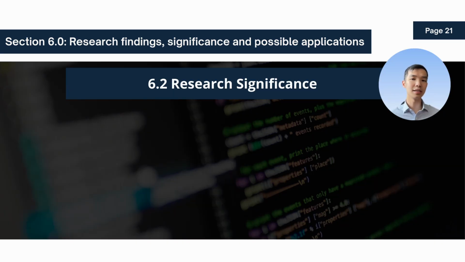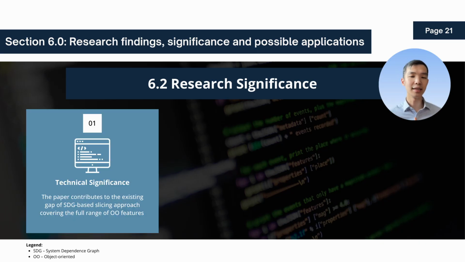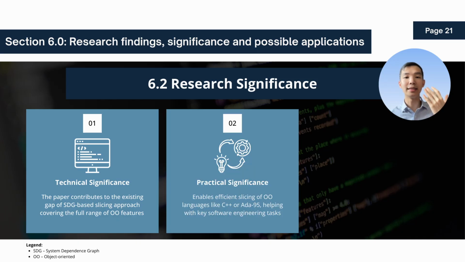These findings translate into 3 layers of significance. First, the technical significance covers the long-standing gap by providing an SDG-based slicing approach that works for the full range of object-oriented features. So this includes classes, inheritance, polymorphism, and even dynamic binding, all done within a single unified framework. The second layer is the practical significance behind this paper.